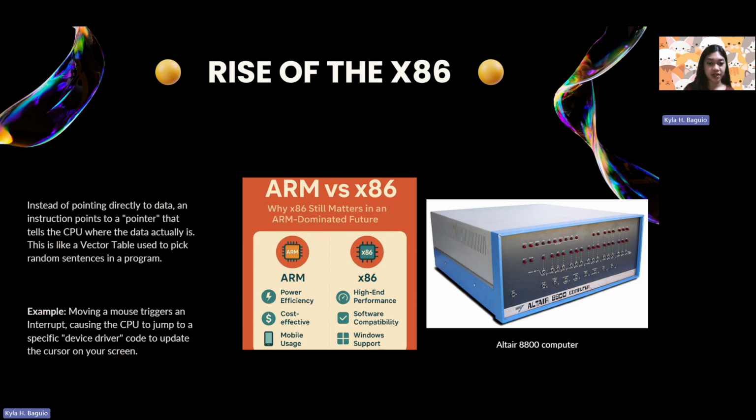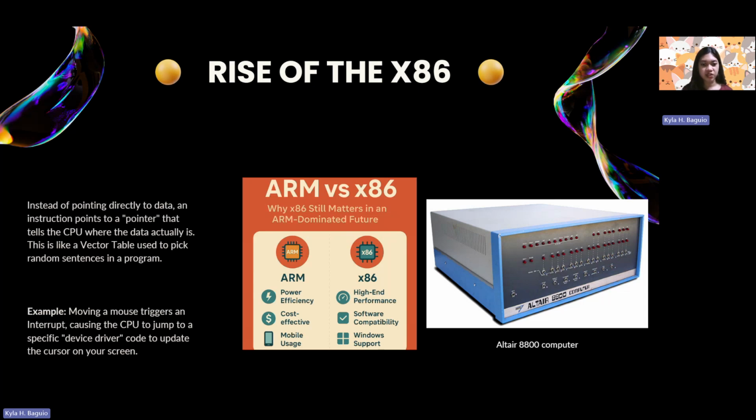So now we are in part two, the Rise of the x86. Instead of pointing directly to data, an instruction points to a pointer that tells the CPU where the data actually is. This is like a vector table used to pick random sentences in a program. This chip is effectively the grandfather of the x86 architecture that dominates modern PCs today.